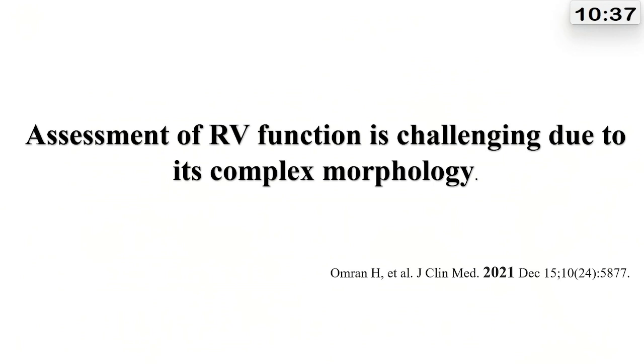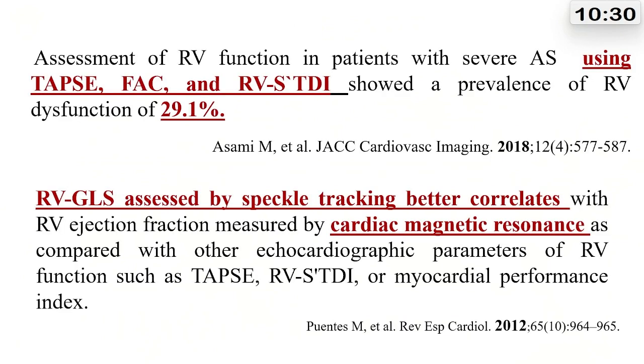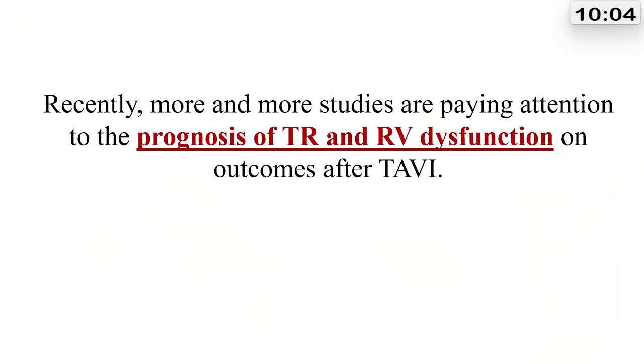As we saw in the first and second lectures, assessment of the RV function is challenging due to its complex morphology. Assessment of RV function in patients with severe aortic stenosis using TAPSE, fractional area change, and RV tissue Doppler imaging showed a prevalence of RV dysfunction of 29%. RV global longitudinal strain assessed by speckle tracking echo better correlates with cardiac MRI evaluation of the RV function compared to the conventional methods.